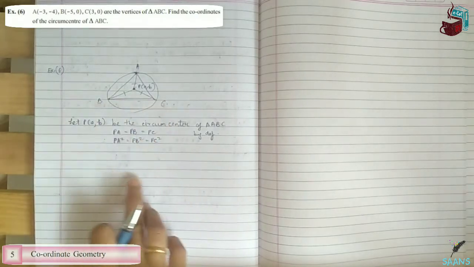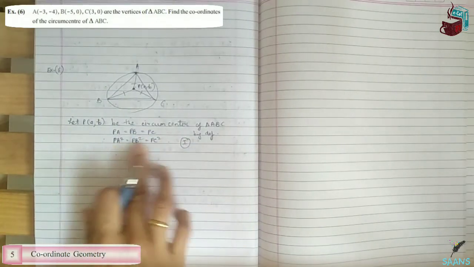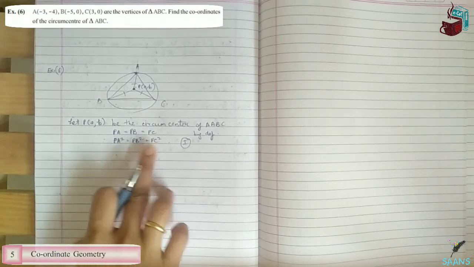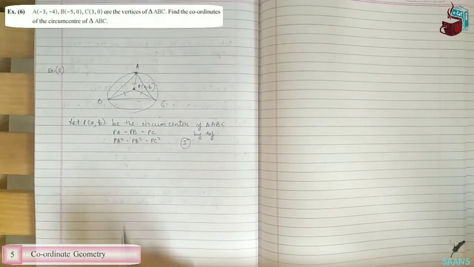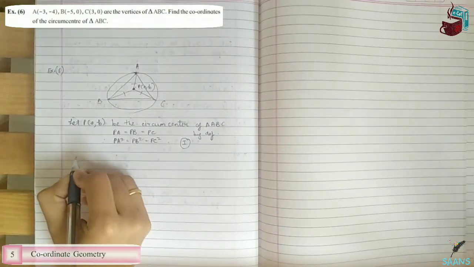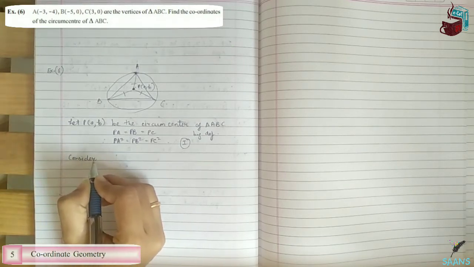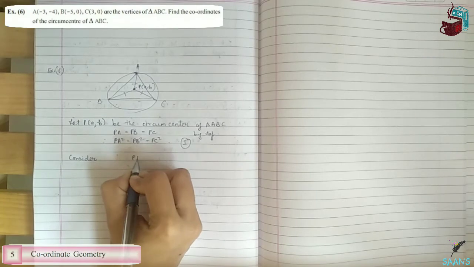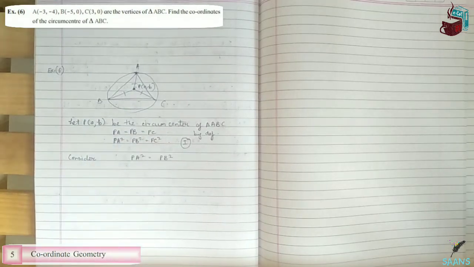But we cannot compare all at once. So we are going to compare two at a time. We'll name this as 1. But we'll take PB first and then PC the next. By the distance formula, we'll apply the distance formula for both. So, just showing you how it is done. Therefore, consider PA square equals PB square.